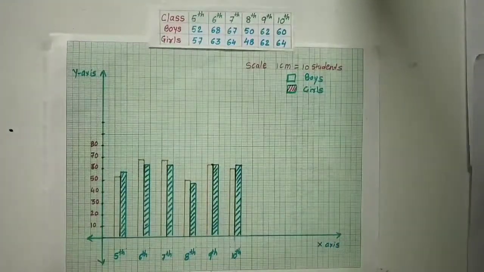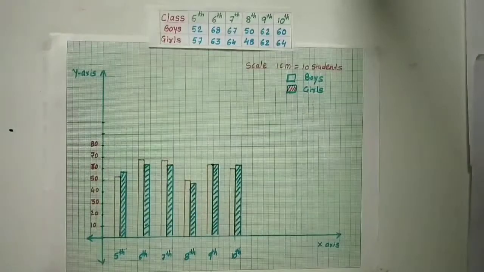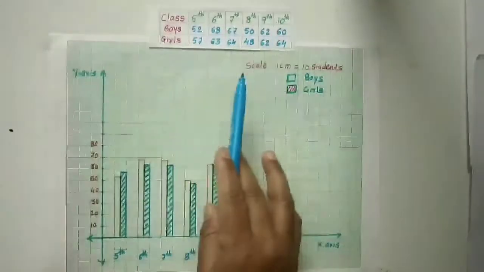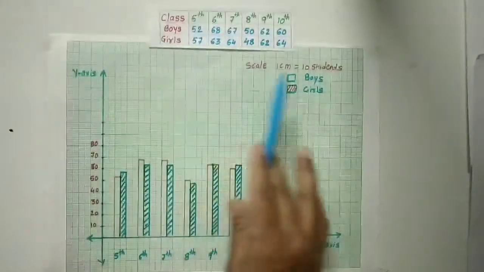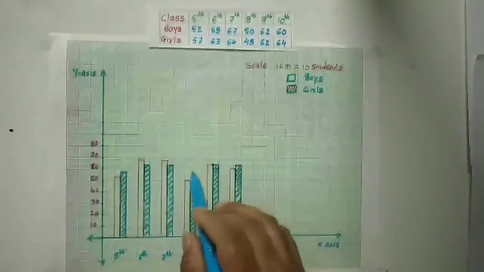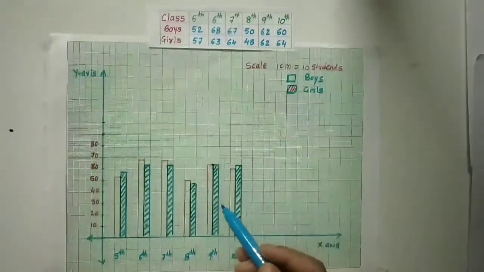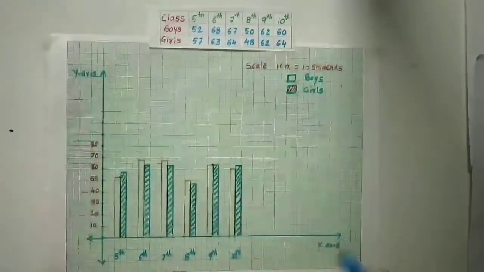So students, this is a joint bar graph. With the help of this given information, here we draw the joint bar graph. In this way we can draw a joint bar graph for showing given information.